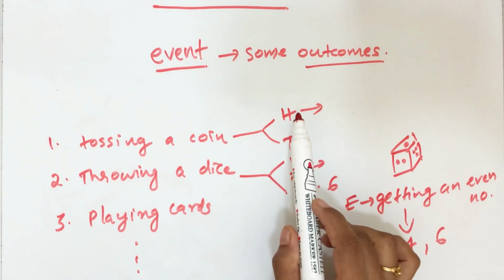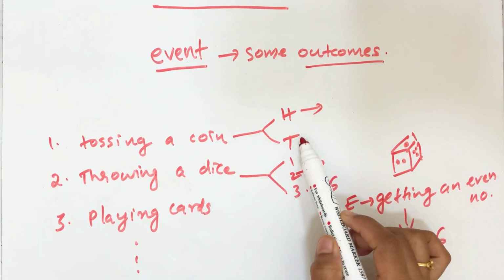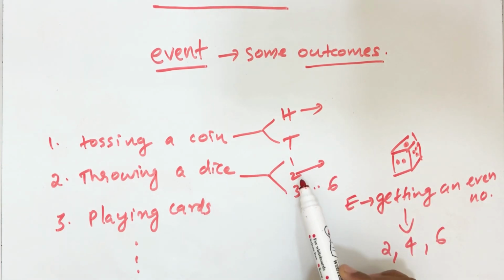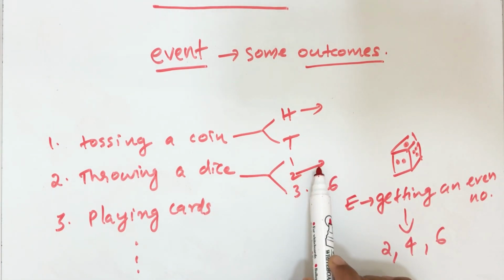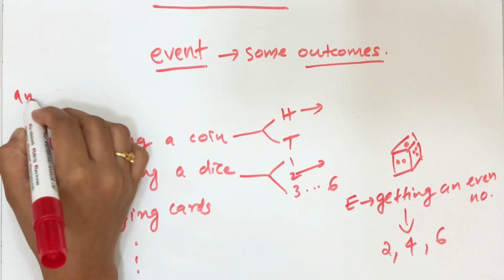In the first case, getting a head, there is only one outcome. Also in the case of getting a tail, there is only one outcome. Here in the case of getting a number 2, only one outcome, but here the event getting an even number, then here there are 3 outcomes. So we can say another definition, an elementary event. An event having only one outcome of the experiment is called an elementary event.